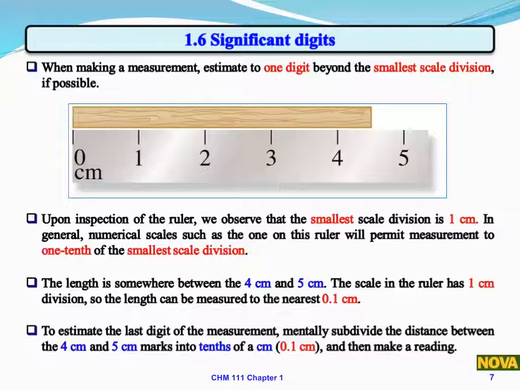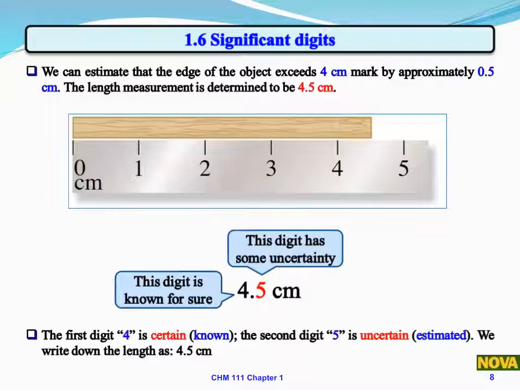To estimate the last digit of the measurement, mentally subdivide the distance between the 4 cm and 5 cm marks into tenths of a centimeter, or 0.1 cm, and then make a reading. We can estimate that the edge of the object exceeds the 4 cm mark by approximately 0.5 cm. The length measurement is determined to be 4.5 cm.